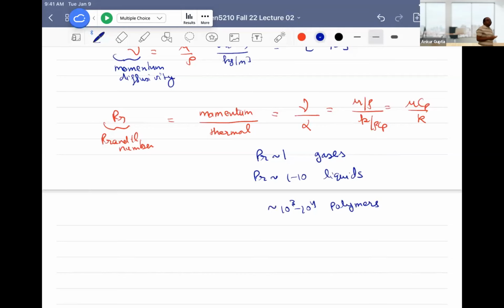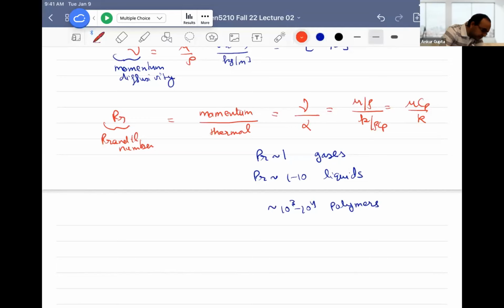So what does this tell us? It tells us that momentum actually dominates, right? So momentum diffusion dominates over the thermal part. So if I'm trying to transfer momentum, it will go faster than trying to heat something. The thermal conduction will be slower than momentum diffusion.